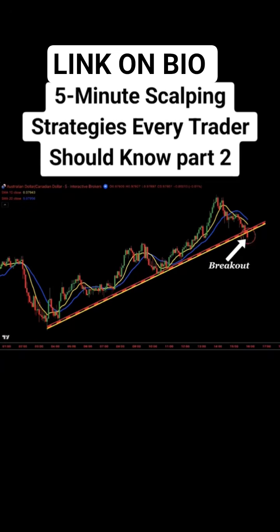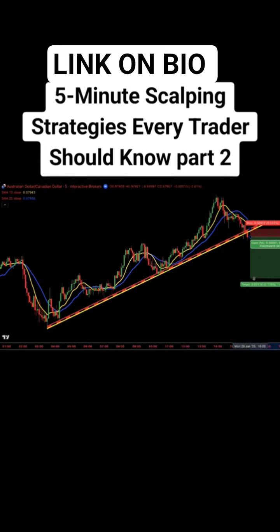The combination of the bearish moving average crossover and the trend line breakout significantly increases the probability that sellers are taking control of the market. Enter the trade at the close of the breakout candle and place your stop loss just above the most recent swing high or above the breakout candle.